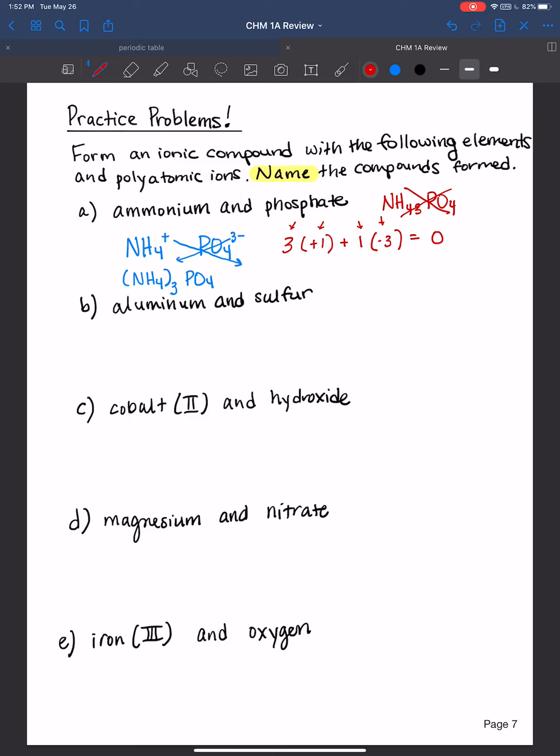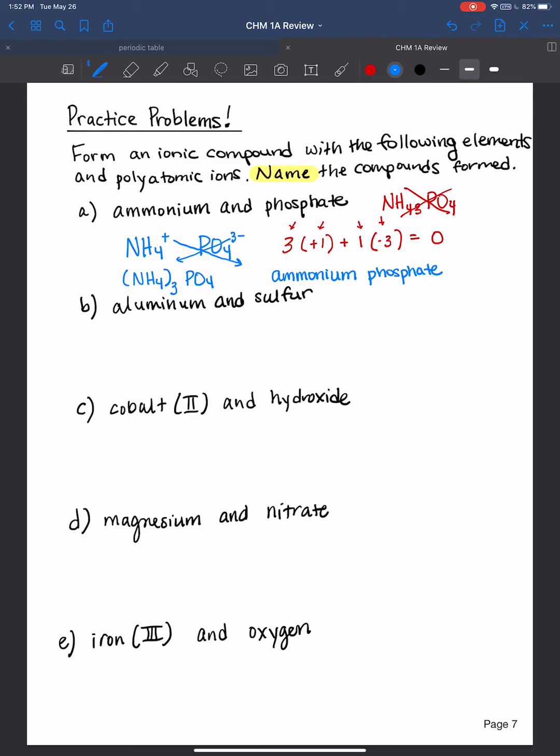All right, we also need to write the name. The nice thing about polyatomic ions is you just keep the name as is. So for example here, this is ammonium. We don't change the names at all. So it's ammonium phosphate.